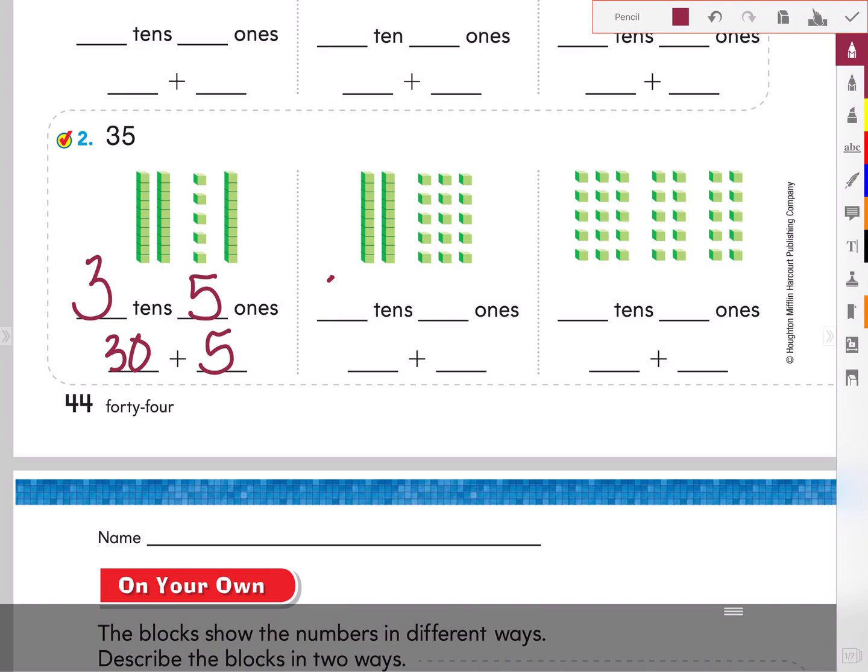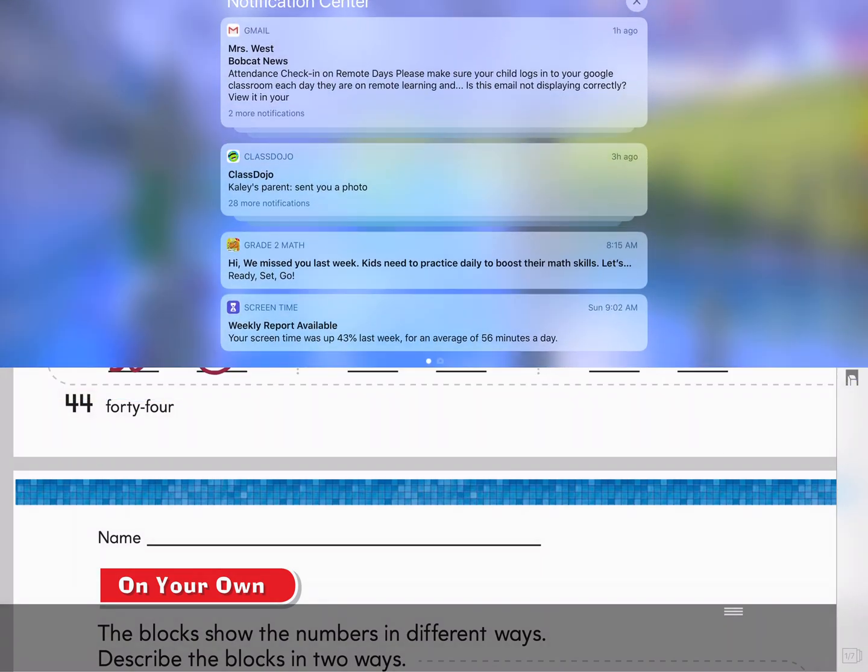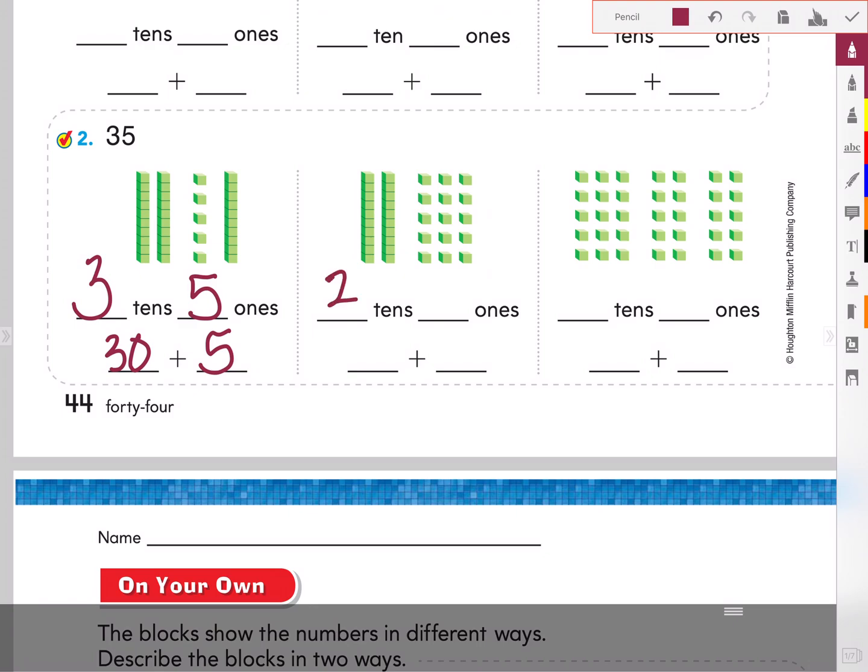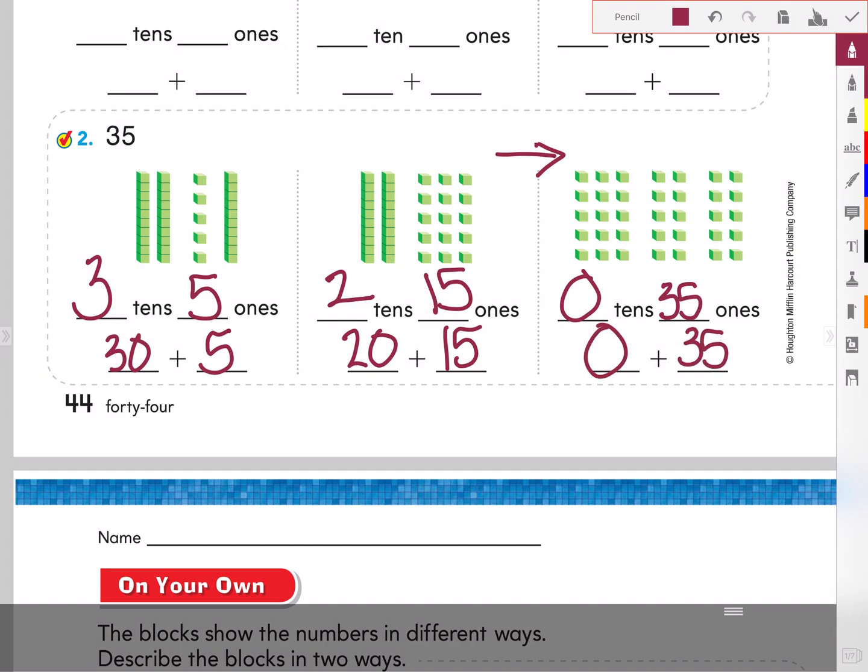Now they broke that rod apart. So now how many tens do we have? 2. 15 ones. I know that because I know I broke apart a 10 and I already had 5. So 20 plus 15, that's going to equal 35. Now, moving right along to the last way to show 35. There are no rods. We've taken them all apart, and it's just 35 singles. So 0 plus 35 is still going to be the number 35.